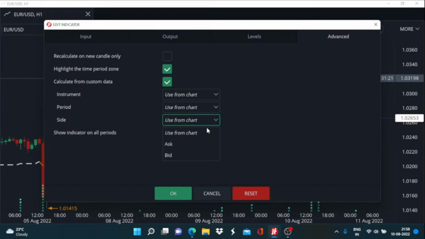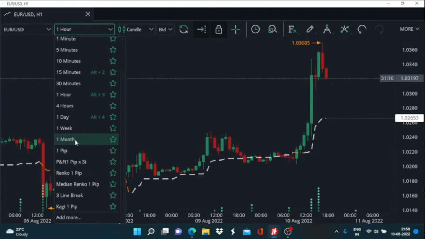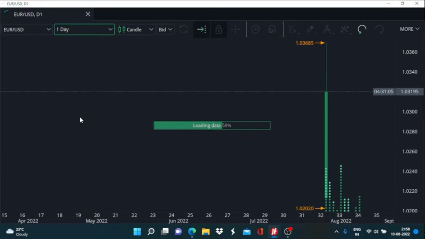The side, you can use ask or bid side as per the requirement, or you can simply use from the chart. If I opt for this show indicator on all periods, then whenever we change it from one time frame to another, it will show up. But if we opt out of that option, then we will have to specify on which time frame we want this indicator to be shown, and only on those time frames the indicator will appear on the chart, and in the rest of the time frames no indicator plotting will be done for the midpoint over a period.